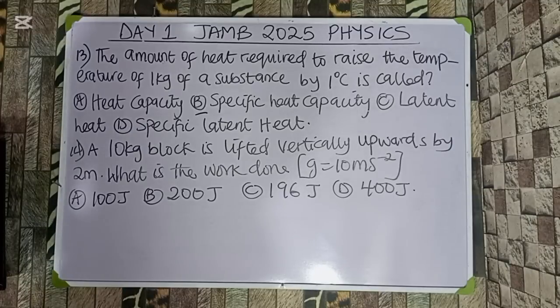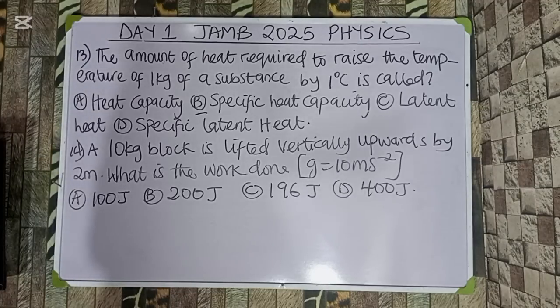Question 14. A 10 kilogram block is lifted vertically upwards by 2 meters. What is the work done? And we are given g as 10 meters per second squared. We have the following options. Option A, 100 joules. Option B, 200 joules. Option C, 196 joules. And option D, 400 joules.